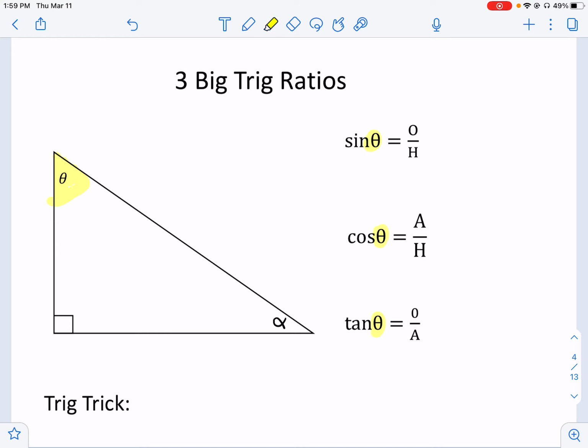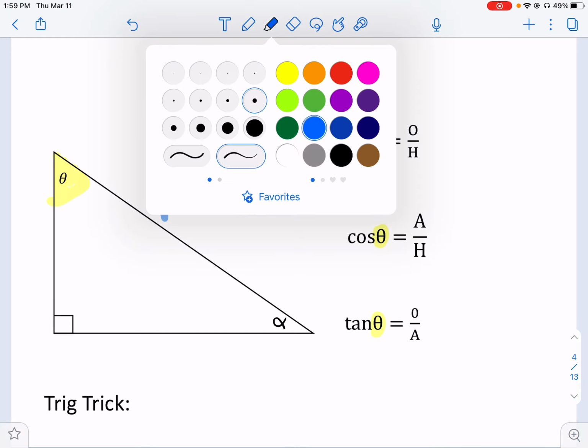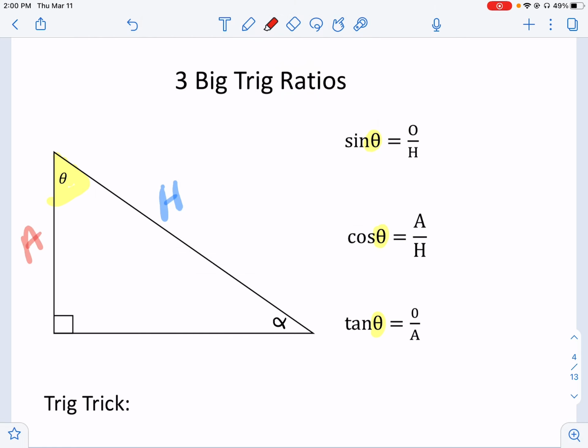As I label based off of this, we get our hypotenuse, adjacent, and opposite. Now, whenever we're talking about sine, we're always talking about the opposite side over the hypotenuse. When we're talking about cosine, we're just asking for the ratio of the adjacent over the hypotenuse. And when we're looking for tangent, we're just asking for the ratio of the opposite over the adjacent.